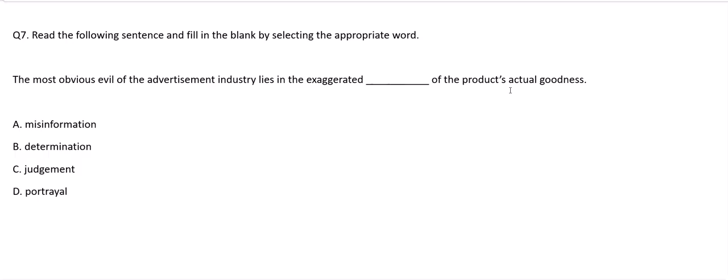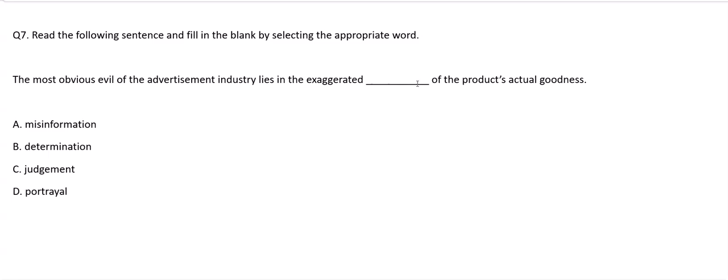Exaggeration, strong will, it won't suit here. With judgment also, judgment means forming one's opinions, so it also won't fit here, because there is nothing wrong in exaggeration, determination, or judgment. That is not a drawback of the advertisement industry, right?